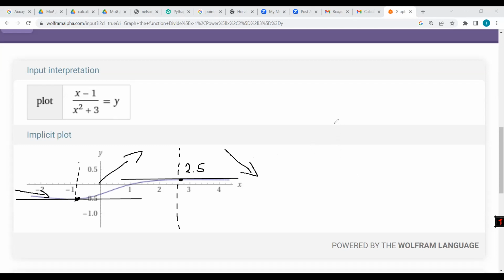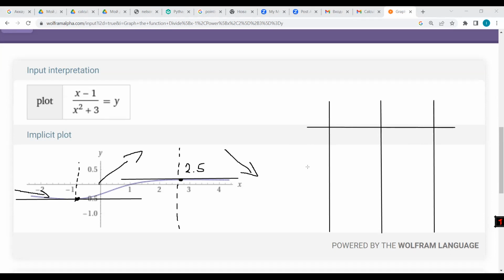Thank you so much. I would like to give you some advice on how you can use this conveniently. So let's say you have a table. You construct a table in which you would like to list the sign that the function takes, the sign that the derivative takes specifically.